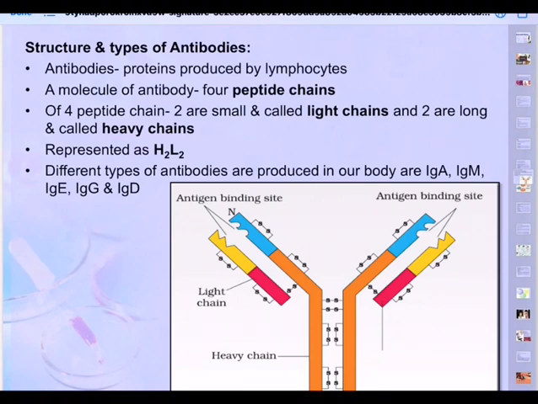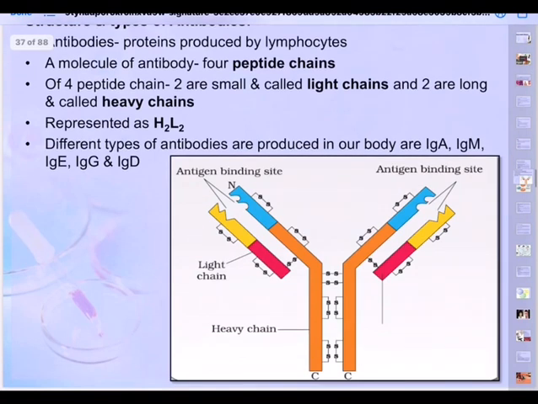And different types of antibodies are produced in our body. Namely, they are called IgA, IgM, IgE, IgG and IgD. And basically you must remember that Ig refers to immunoglobulins.